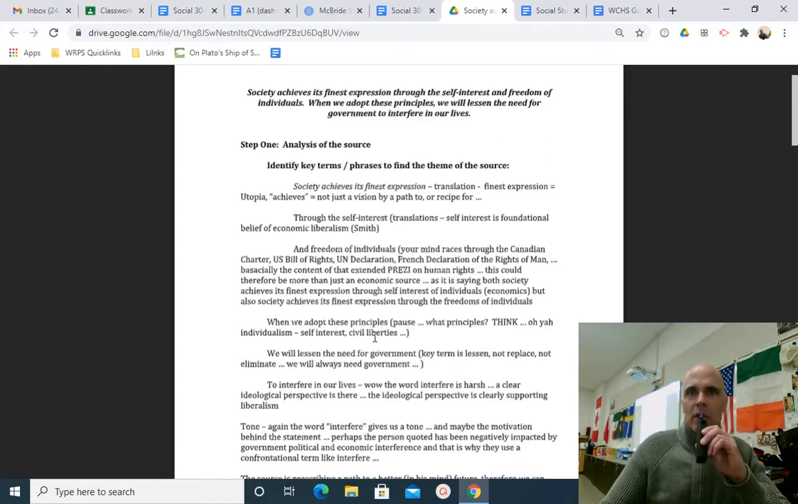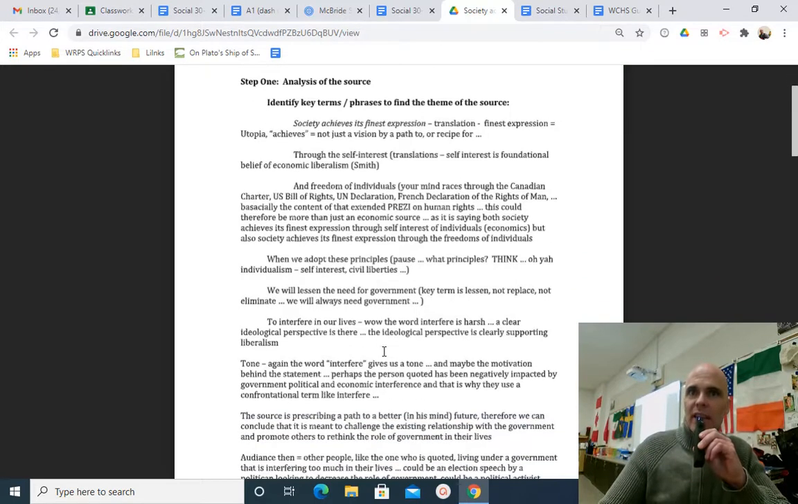When we adopt these principles, pause, what principles? Think, oh yeah, individualism, self-interest, civil liberties. We will lessen the need for government. So the key term here is lessen. It's not saying replace the need. It's not saying eliminate the need. It says we will always need government. We're just going to lessen how much government we have in our lives.